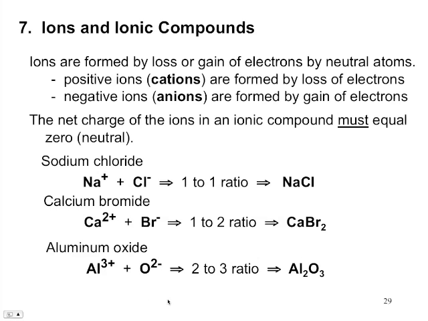You can always figure out the empirical formula, electrically neutral, for an ionic compound, just by a simple consideration of thinking about the pieces and adding them together in the simplest whole number ratio so that the total charge is 0.